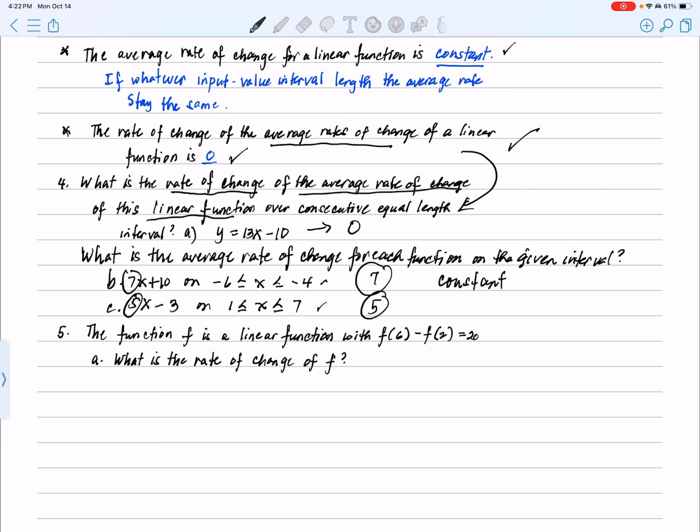So if you are shown, like, using the interval from -6 to -4, your rate of change or the slope will always be constant. Okay, always 7 in this linear function, 7x plus 10. In the linear function of 5x minus 3, regardless of the interval that is given, the rate of change is 5. All right. Let's look at this from another perspective.